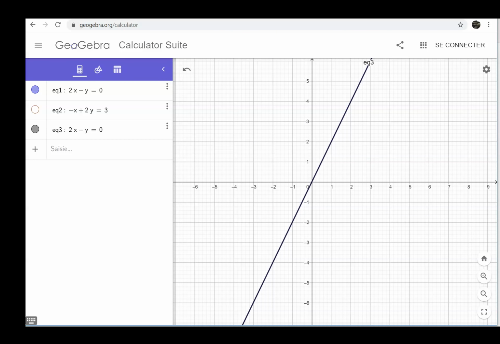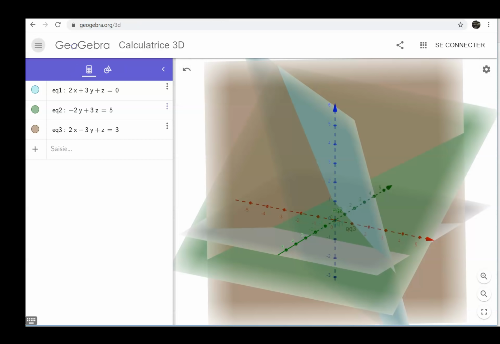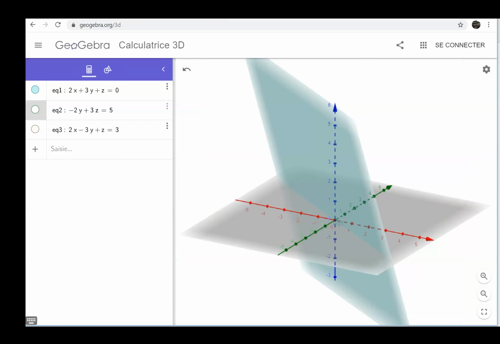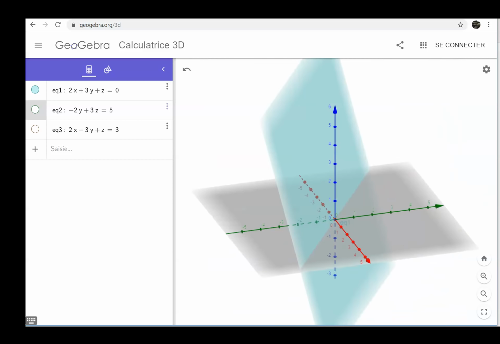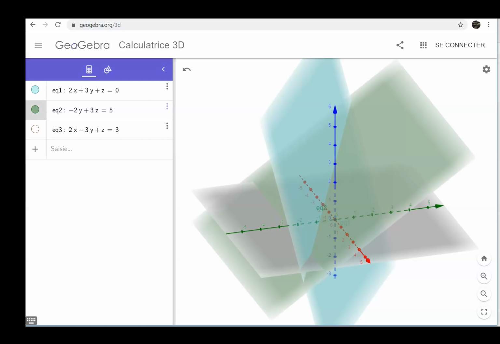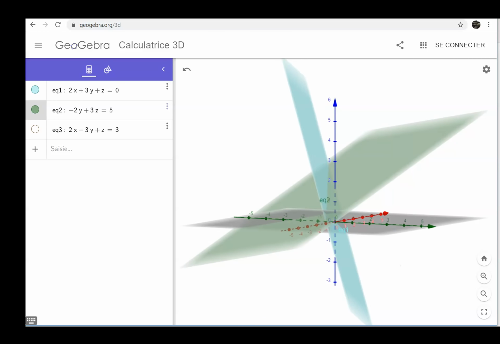So I did something about that. All right, so that's my GeoGebra representation. That light blue surface is the plane given by the equation 2x plus 3y plus z is equal to 0. Now let me add one more plane equation: minus 2y plus 3z is equal to 5. That's the greenish one.